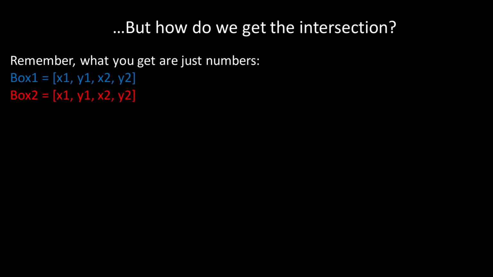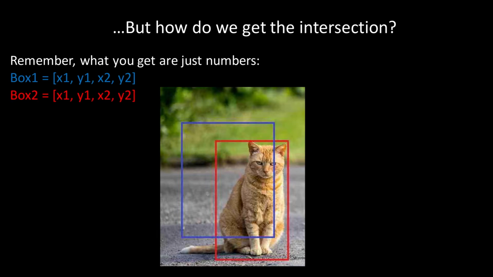But still, the solution of how to find this is not very clear. How do we even get the intersection? Remember that all you're given is just two lists of numbers, one list for the first box and one for the second box. From these 4 values, we can form the bounding boxes for those two. We can visually see what the intersection is, but it's not very clear exactly how we do it from just the numbers.